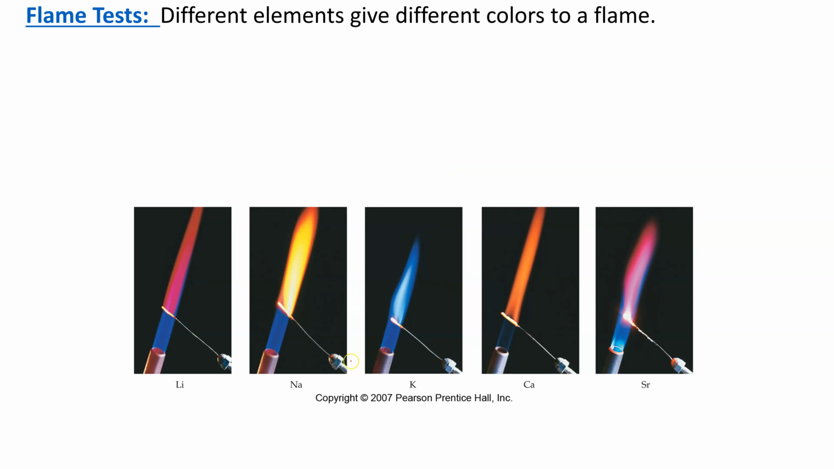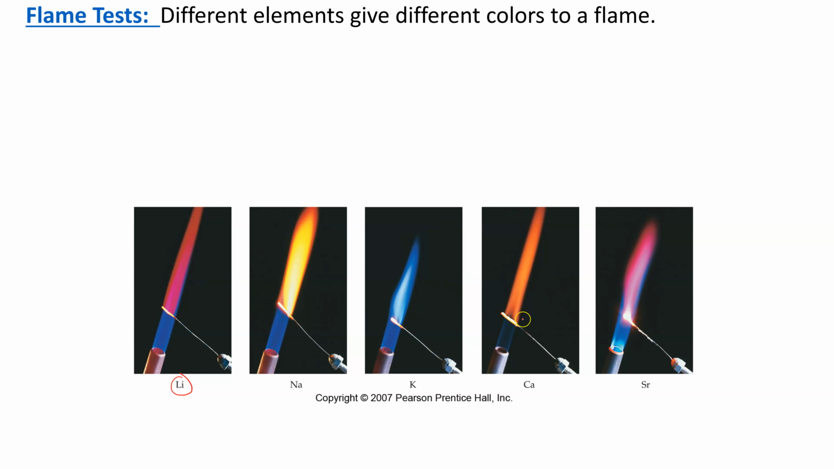Besides the emission spectrum, specific elements have specific colors. So when you see this reddish color, that's going to be lithium. If you see an orangish color... So what they basically do is take a sample of the element, put it onto this nichrome wire, put it into a Bunsen burner, and you see colors. And that color helps you identify the elements. You can actually identify an element this way.